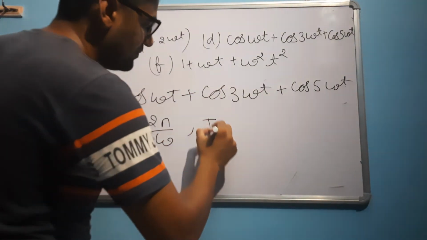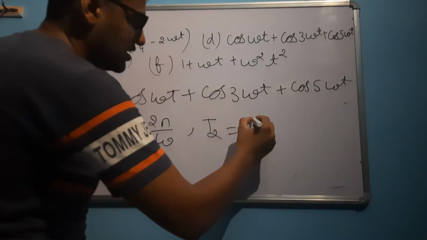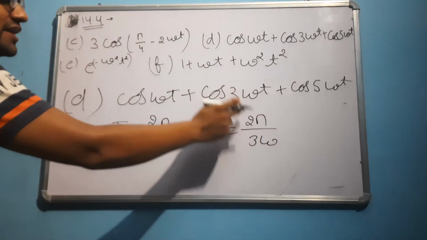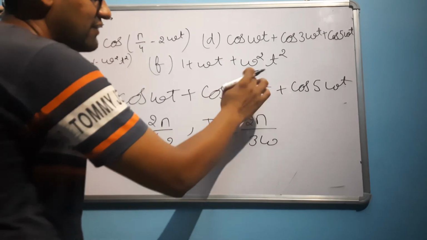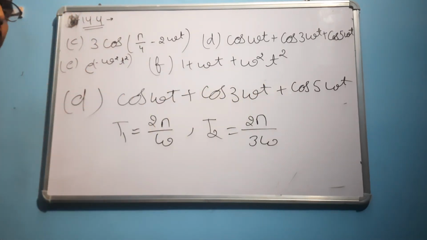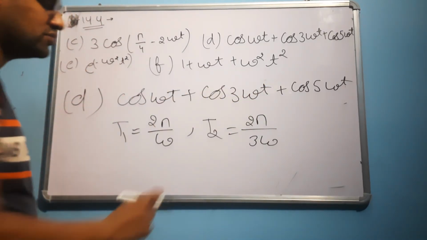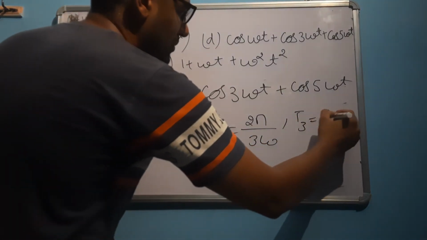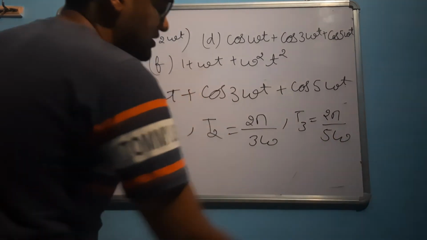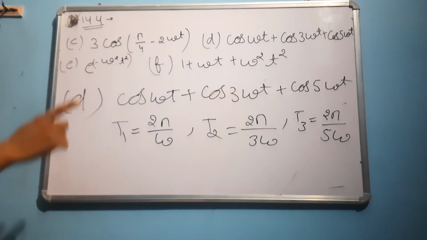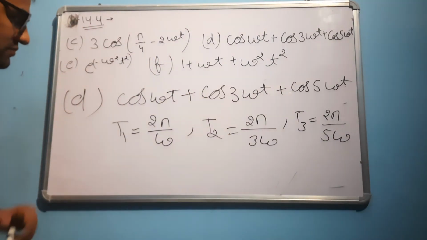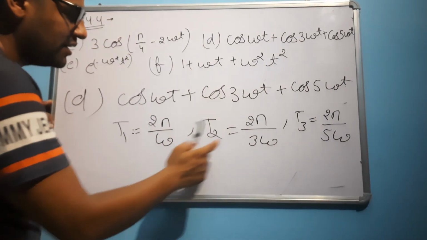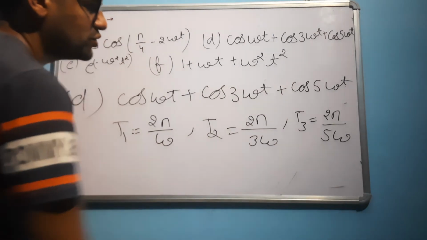Here t2 will be 2 pi by 3 omega, because 3 omega will cancel with 3 omega, and here we will be left with 2 pi, and with 2 pi our function repeats its motion, so the time period will be 2 pi by 3 omega, and for this one as well, 2 pi by 5 omega. Similar condition as in question part B. This is repeating its motion after time period 2 pi by omega, 2 pi by 3 omega, and 2 pi by 5 omega.